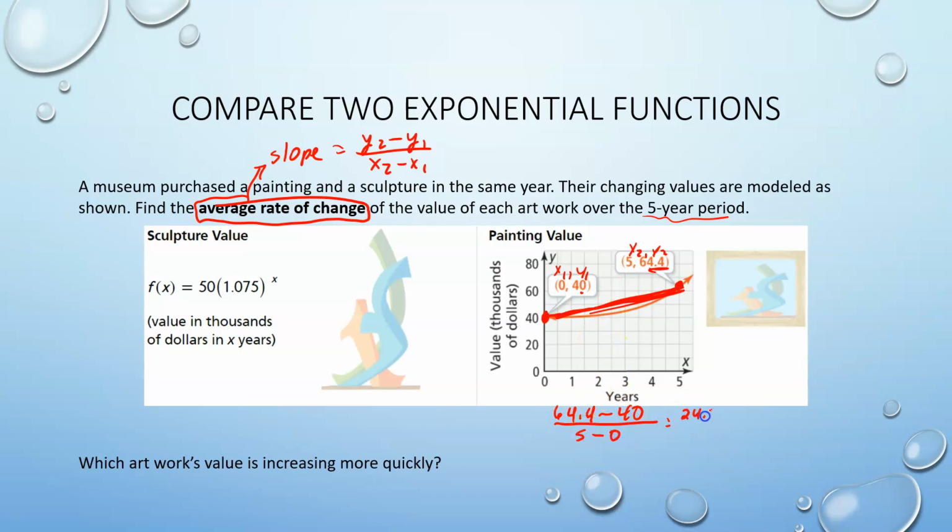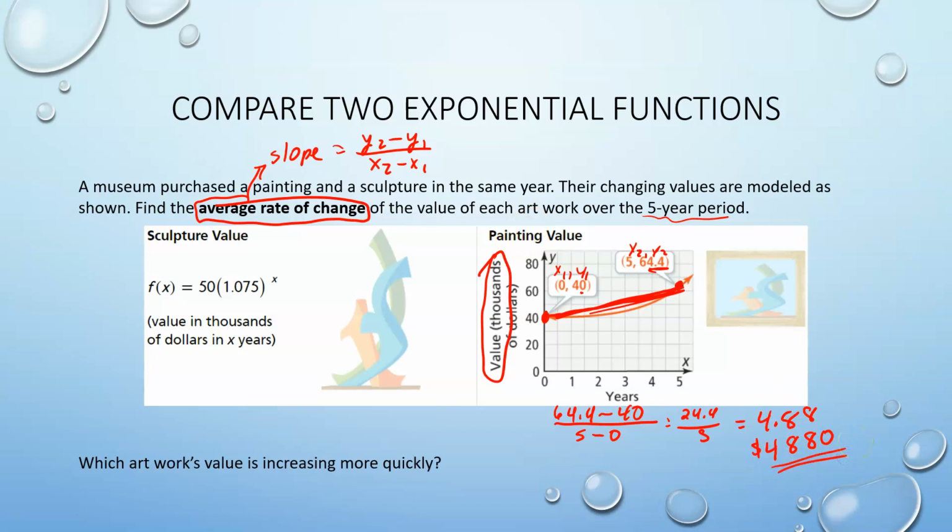Okay, so I get 24.4 over 5, and when I type that in, I get 4.88. Now remember, these are values in thousands. So 4.88 is actually $4,880. That's the average rate of change over a 5-year span for the painting.